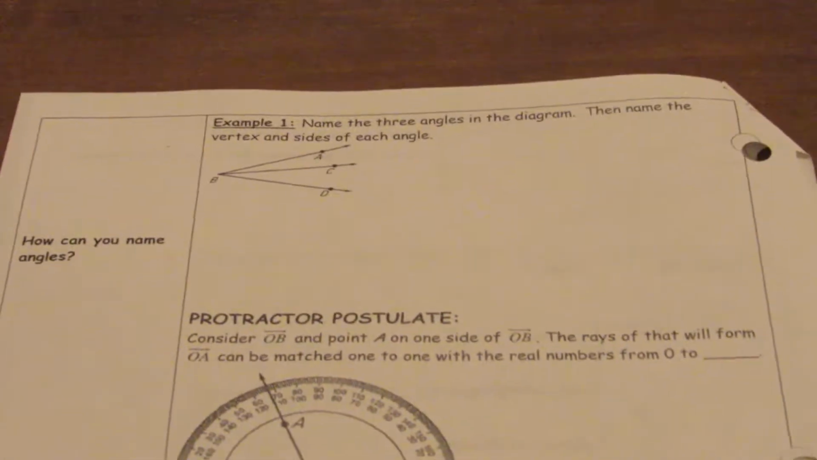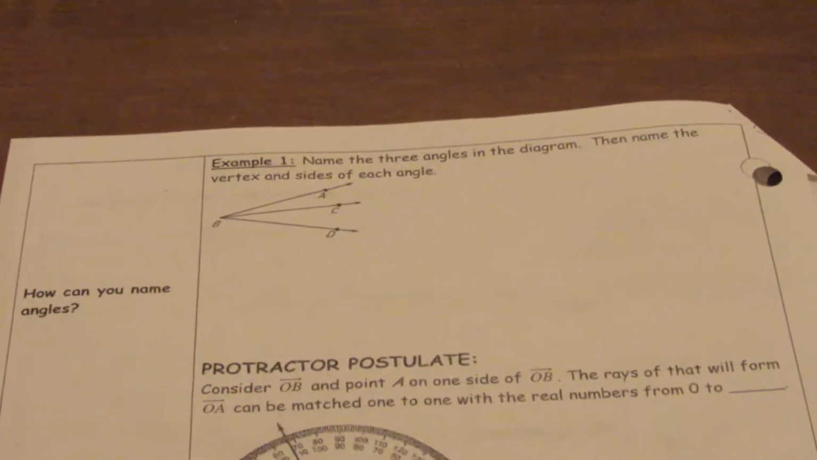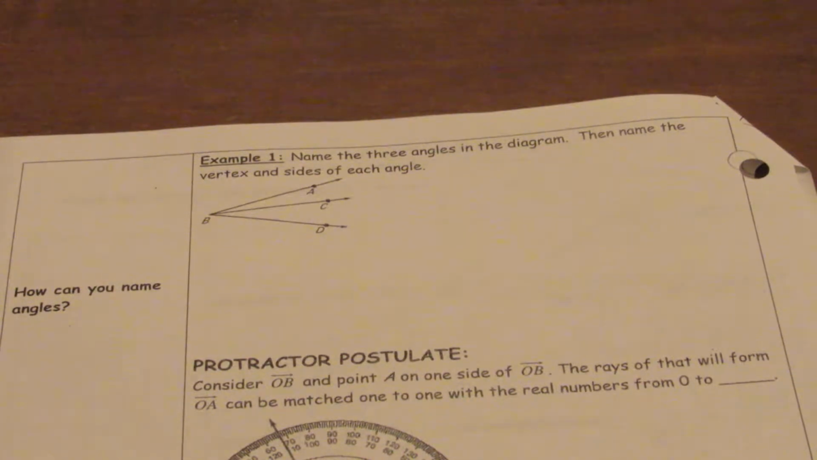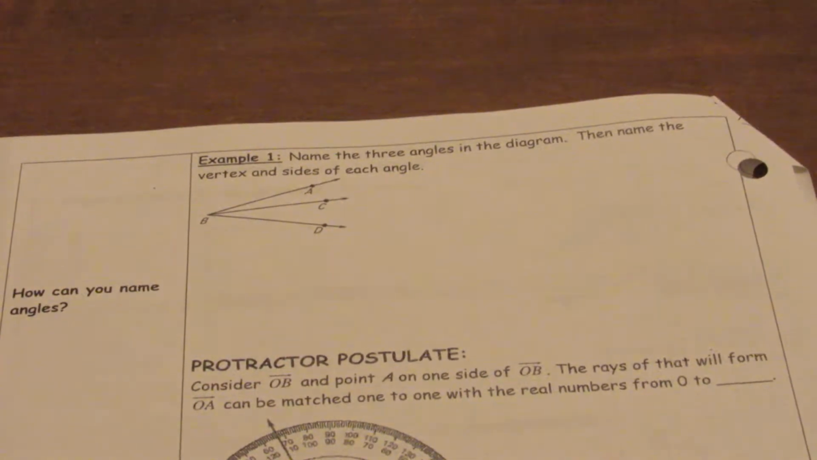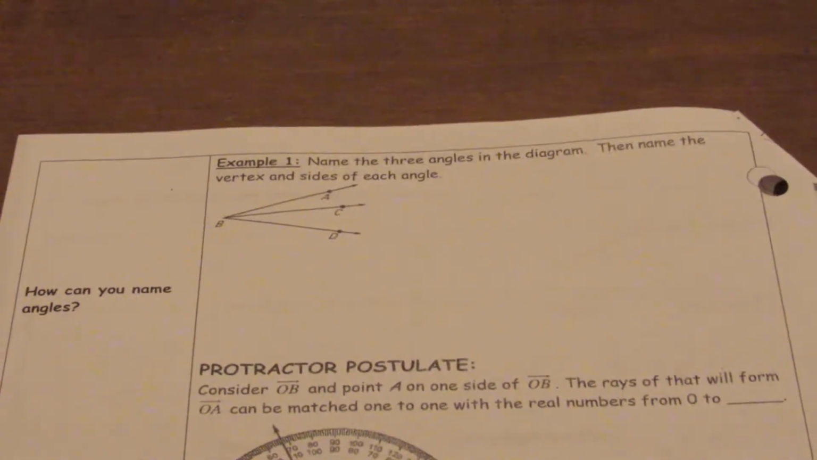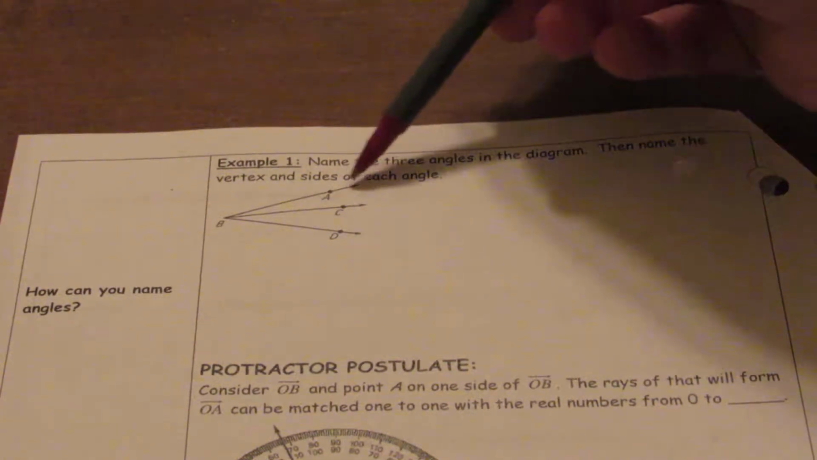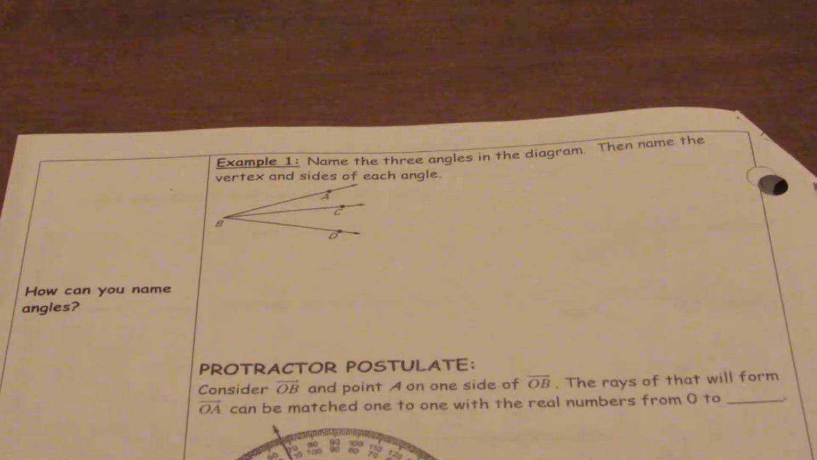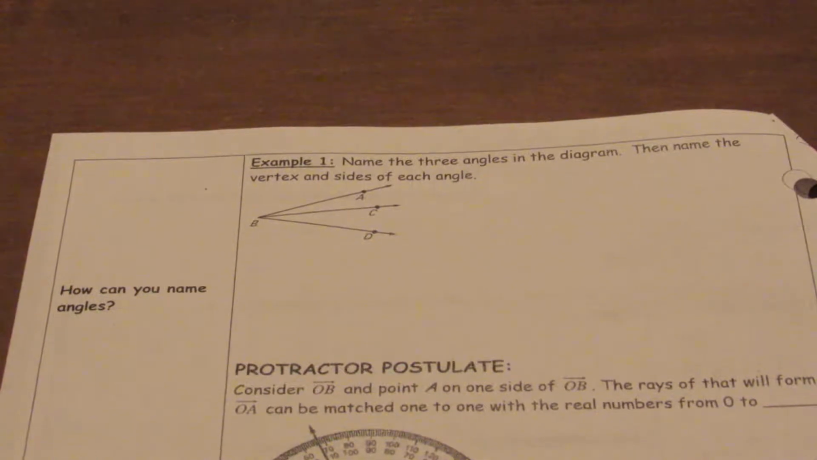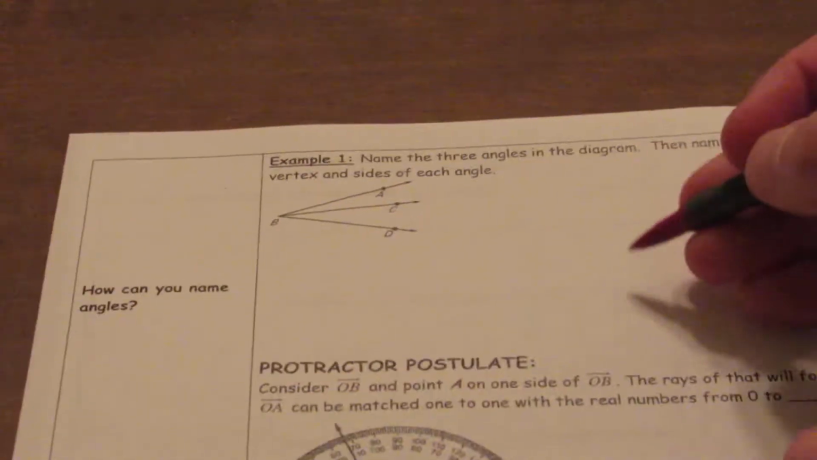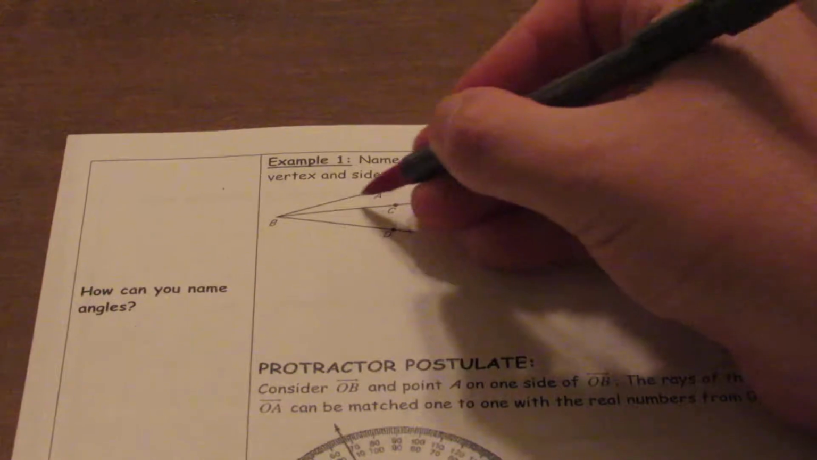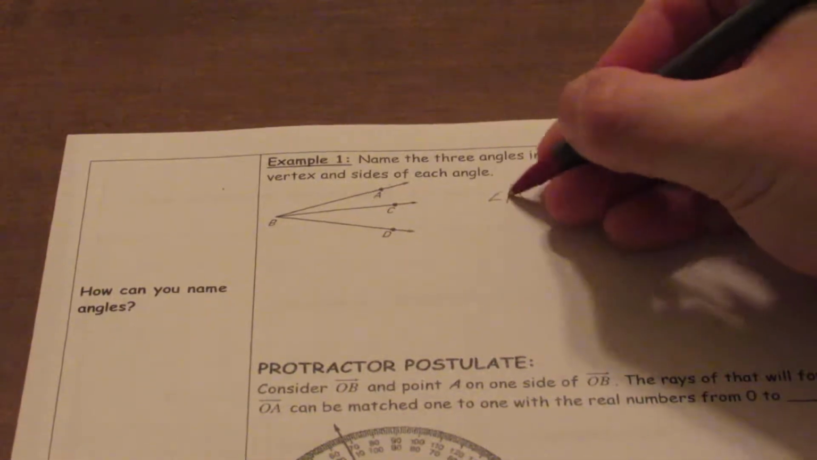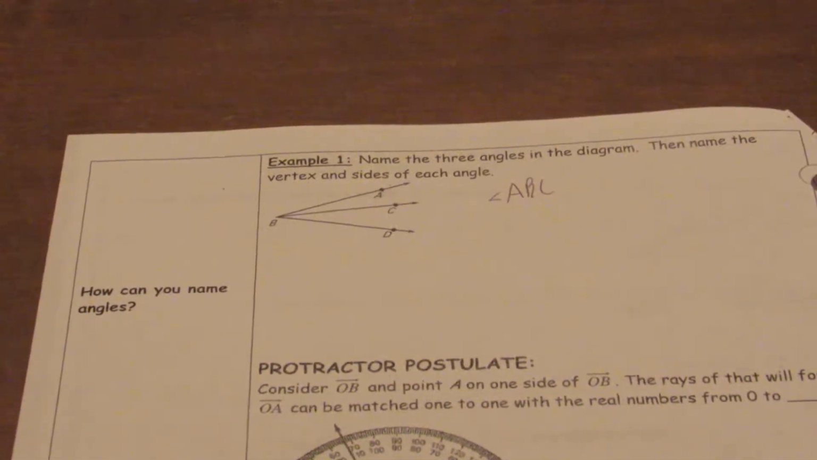So looking at example of naming it here, example 1 says name 3 angles in the diagram, then name the vertex and sides of each angle. So when I'm looking at this, you can't use angle B. That's the vertex, but there's 3 angles at angle B. So you can't say angle B, you don't know what you're talking about. So you have to use the 3 letters. So if I'm looking at this top angle here, I would have angle ABC.